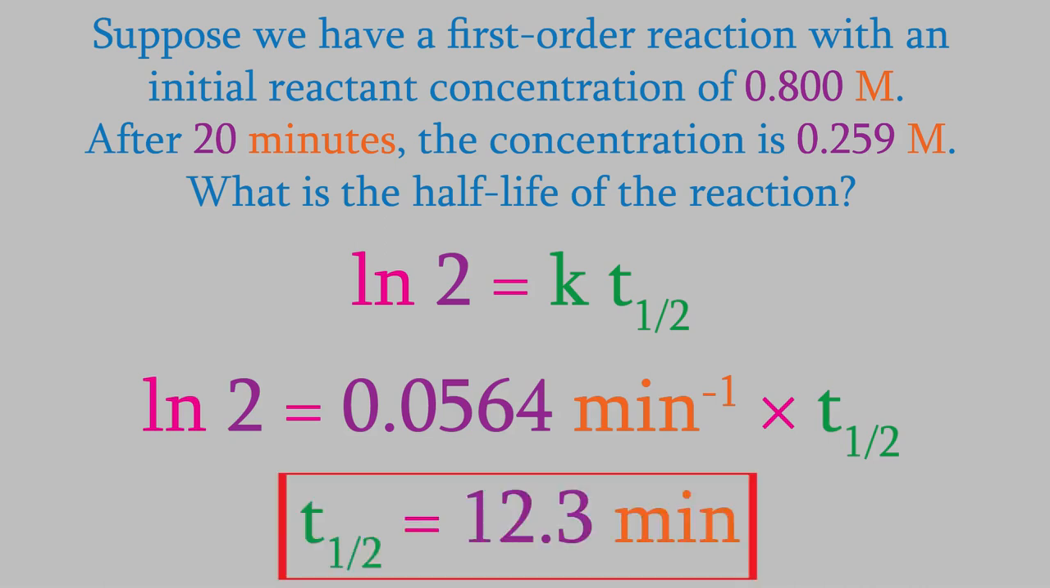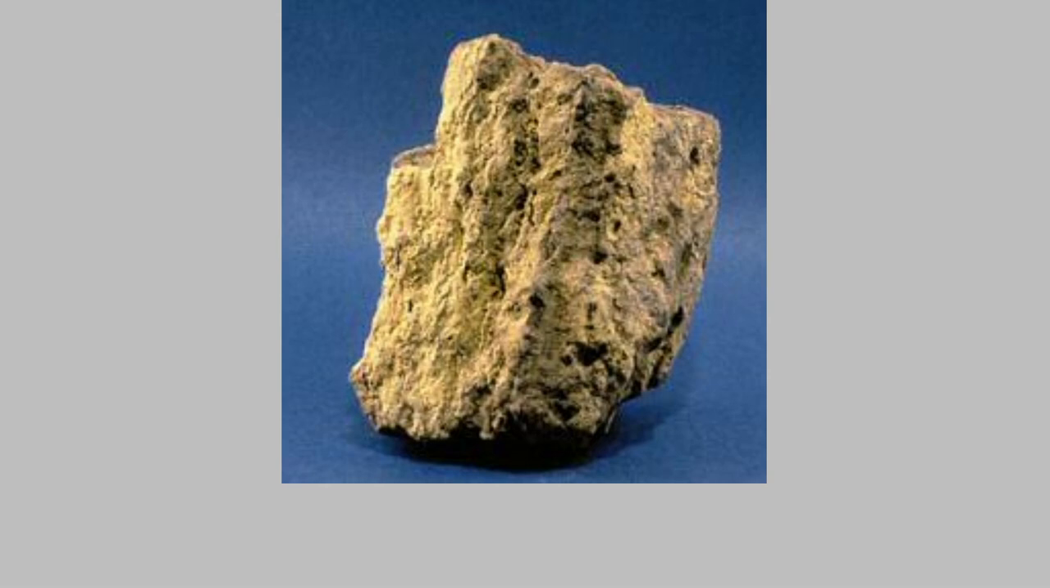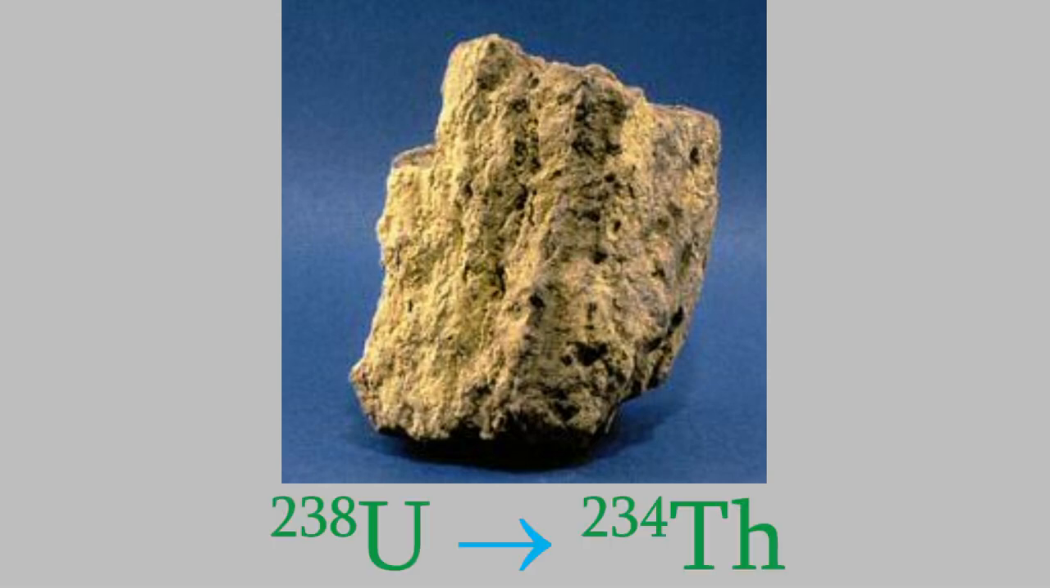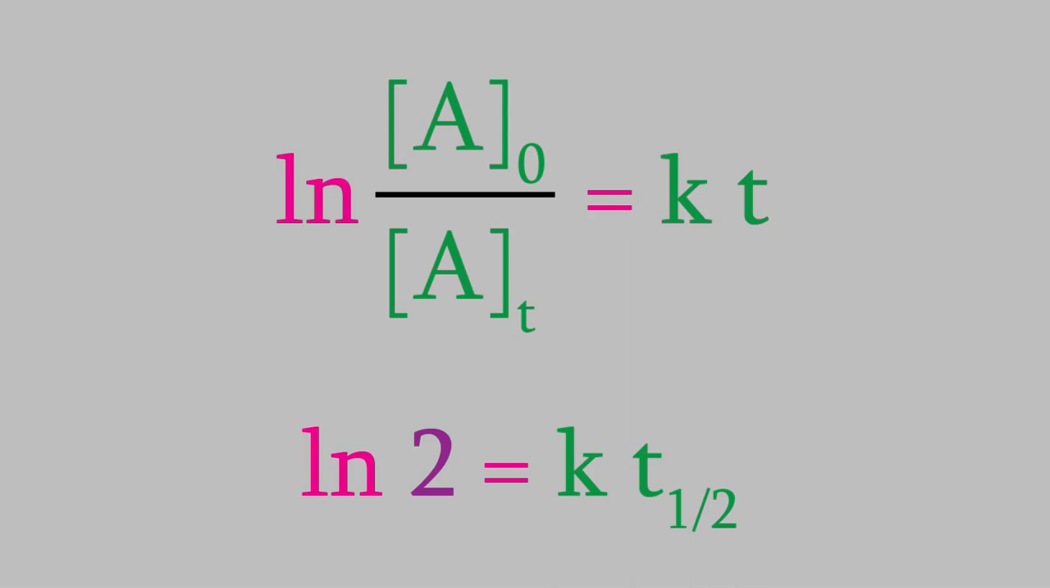And that brings us to the age of the Earth, which I mentioned at the beginning of the video. It turns out that many kinds of minerals in the Earth contain radioactive elements, like uranium. As we'll see later in this course, when an element emits radiation, the result is usually a different isotope. So, for example, the most common type of radioactivity in uranium causes it to become the element thorium. It turns out that this is a first-order process, just like the chemical reactions we've been looking at. So, we can use the same equations to study radioactivity.